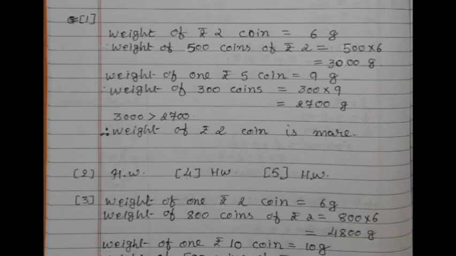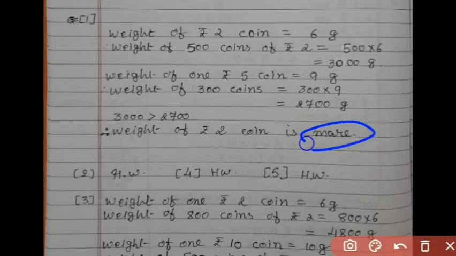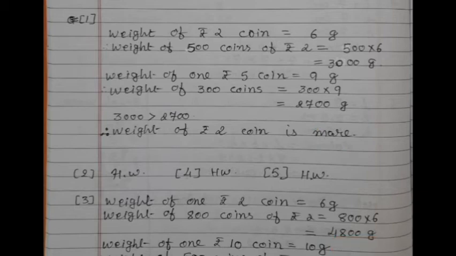Now the second one is a similar sum. I quickly read out the question. The weight of which coins is less? 900 coins of rupees 1 or 400 coins of rupees 10. In the same way you have to find out the weight of 900 coins of 1 rupee and 400 coins of 10 rupee. Both you have to find out, and mention which one is less. In this sum we considered more weight, and in the next one you have to consider less weight. Is it clear?